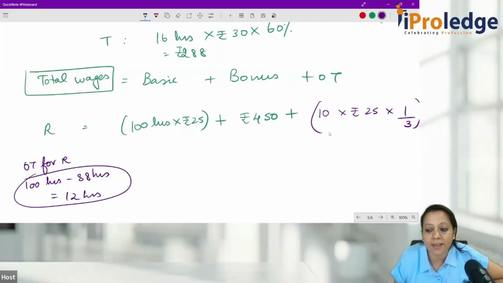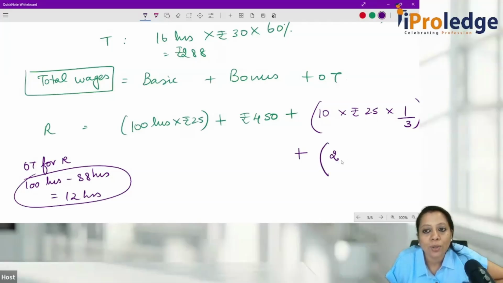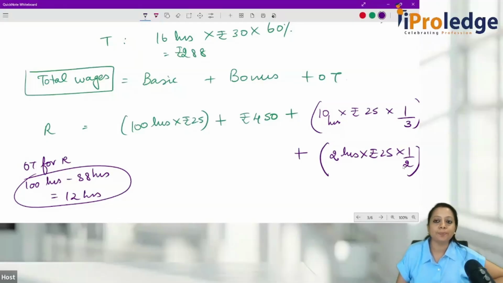Anyway, I'm having first 10 hours, so I have written that. Plus, next 10 hours, I'm having only 2 hours. Are you all understanding? Yes. So 10 hours and 2 hours into what is the rate? 25 into half. Let me know if there is any problem here.